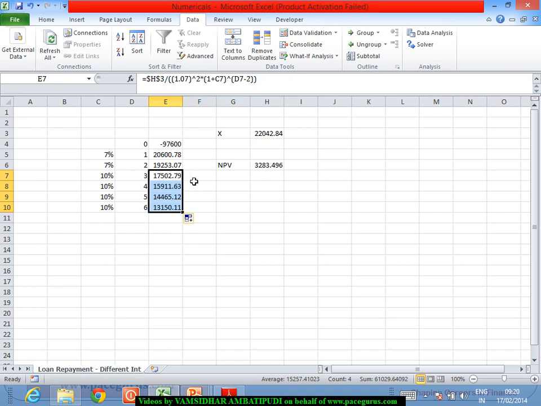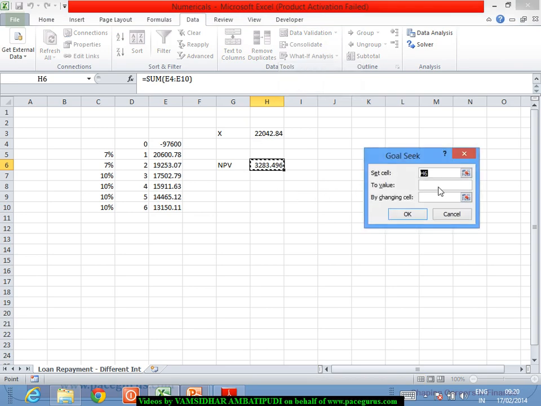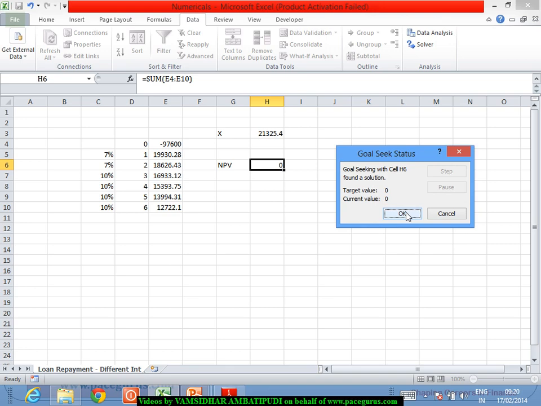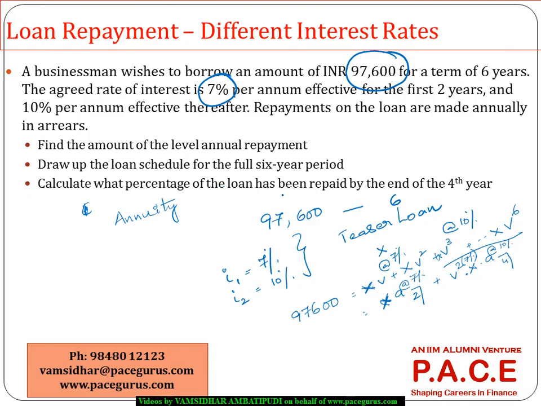So NPV is now becoming positive. So I can again rework on this goal seek, set it to 0 by changing this value. So this time it comes out to 21,325.4. Because the interest rate is only 7% for the first 2 years, I have to make sure that that is taken care of, right?